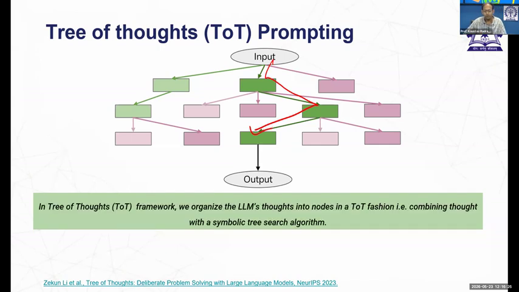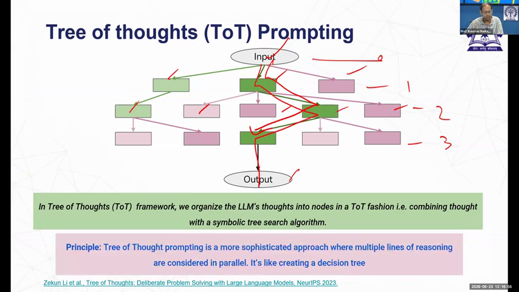So in the tree of thought framework, we organize the LLM's thoughts into the nodes in a tree fashion. That is combining thought with symbolic tree search algorithms. That means in the first round, we may have multiple thoughts, and from each of these thoughts, we may have other thoughts. In this way, you are going level by level, level 0, 1, 2, 3, etc. And then you are finding the best path that leads from input to output to the solution. Now, how do we find this path?